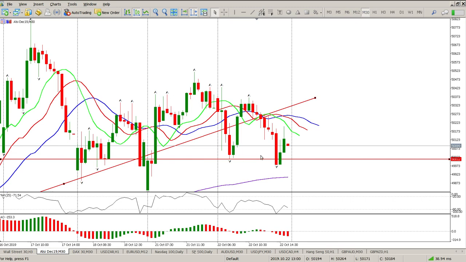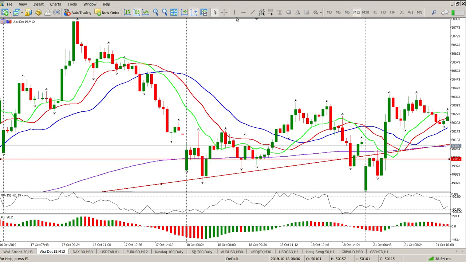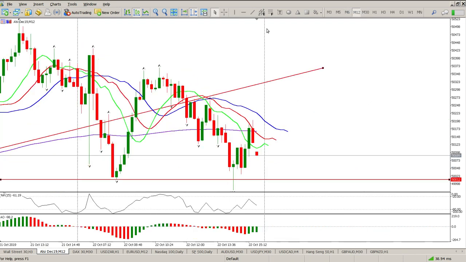The half hour story is exactly the same. Trend change. The 12 minute is pretty much the same thing. Trend change, retest, retest again, and now I'm expecting a gap down.